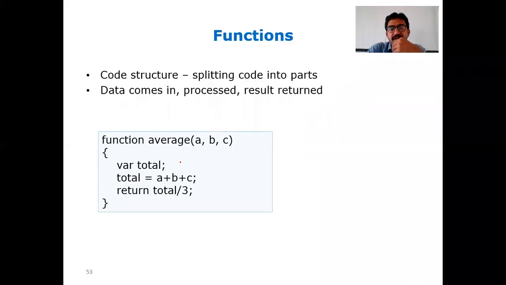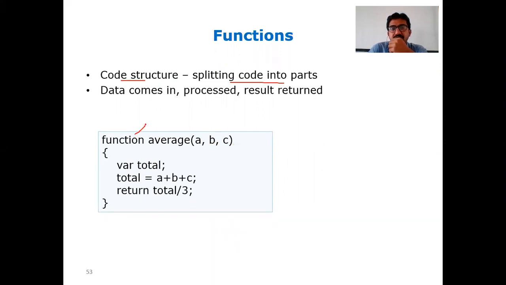Okay. Now let me discuss the functions first of all. A function, as you are already aware, is a module or a routine, a set of statements combined in a block. That block is called a function. Code structure means splitting the code into parts, and each part is called a function. So data comes in, it is processed, and results return. For example, an average function.